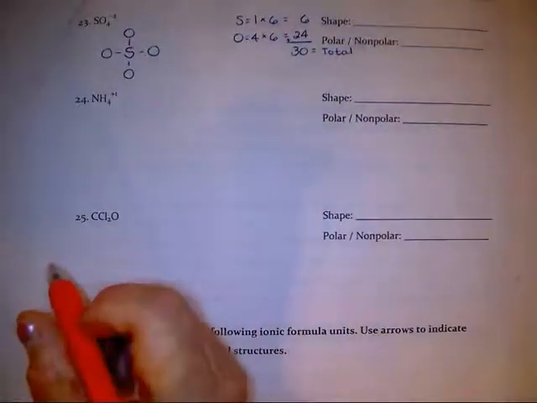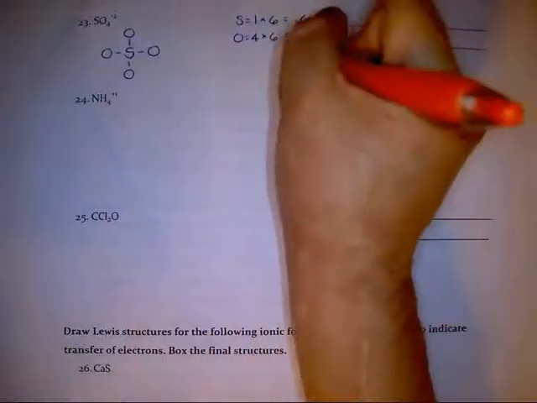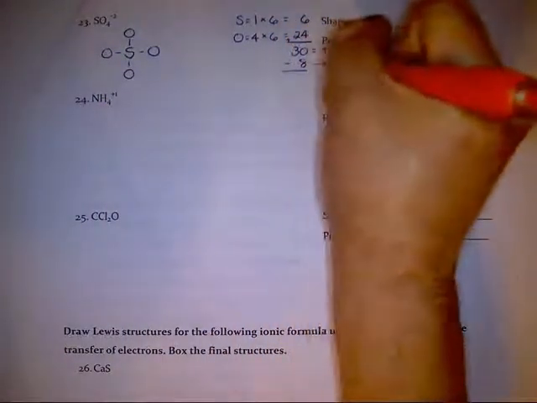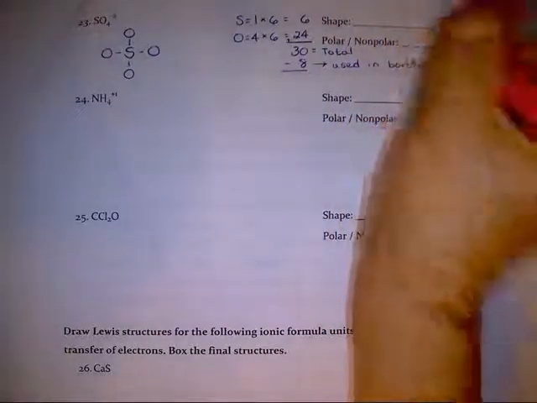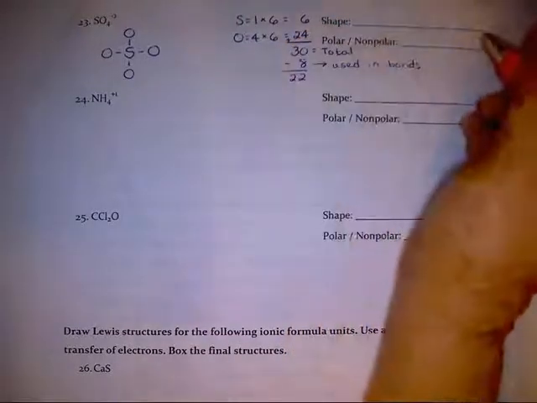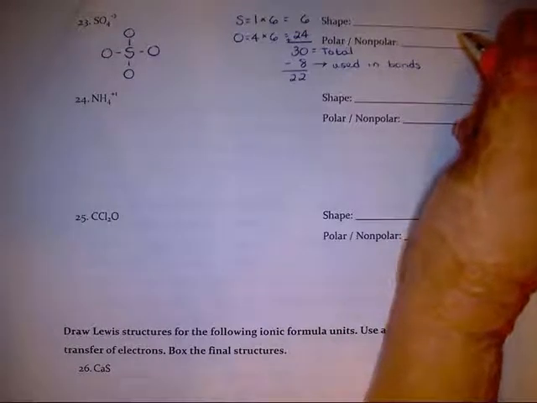Now how many have I used up in the bonds? 2, 2, 2, 2. That makes 8. So I'm going to subtract the 8 that was used in the bonds. Okay, 30 minus 8 gives me 22. Alright, for these 22, they need to go first on the outside.